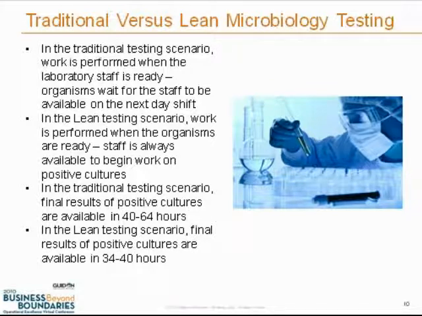In the traditional testing scenario, as we saw two slides ago, final results of positive cultures are available in 40 to 64 hours, depending upon what time of the day the specimens arrived in the laboratory. In the lean testing scenario shown on the previous slide, the final results on those very same positive cultures would be available in just 34 to 40 hours. So you can see the results would be available in some instances 30 hours earlier than they would be with the traditional testing scenario.